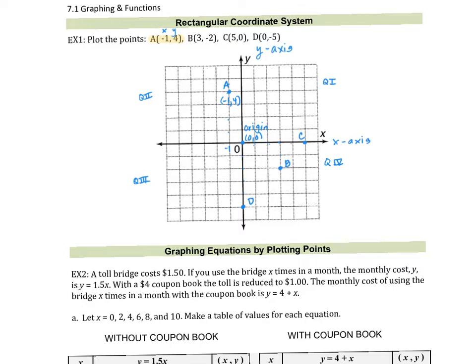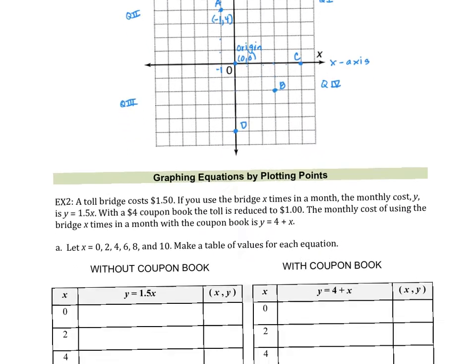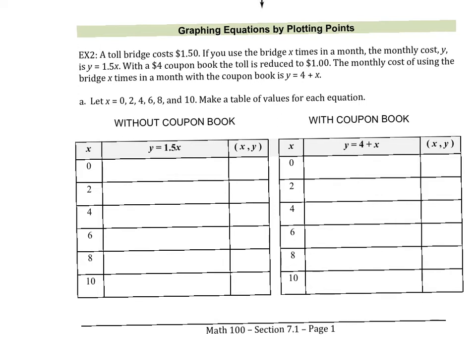So let's move on from our coordinate system. One way that we can graph equations is by just plotting points. So we're going to look at this example. And oftentimes in this section, you'll find a lot of application problems. Example 2, we have a toll bridge. Now in Hawaii, we don't have toll bridges. But on the mainland, oftentimes they'll have a toll bridge. It costs $1.50 to use the bridge.